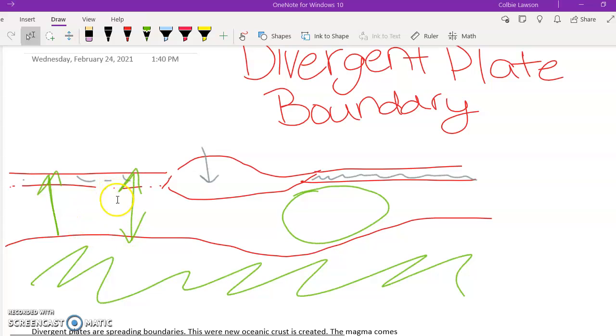This area right here is the lithosphere. This right here is the lithospheric mantle. And this down here is the asthenosphere. I don't know if I pronounced that right, but yeah.